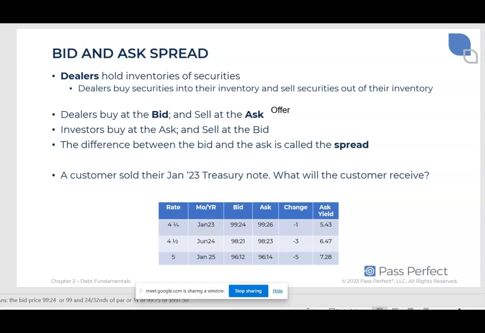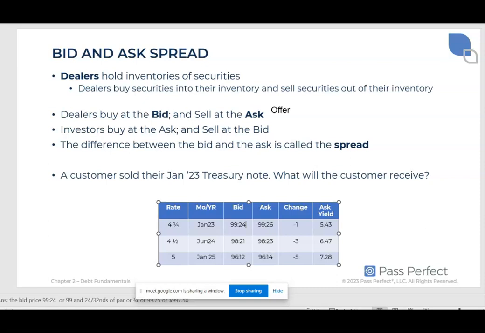So here we have this question. It says, a customer sold their January 23 Treasury note. What will the customer receive? We've got a list here of the different Treasury securities, but this one was the January 23. That means it matures in January of 2023. And here it is on the list, the top one on the list. It's got a coupon of 5.25%, but that's what it pays every year.